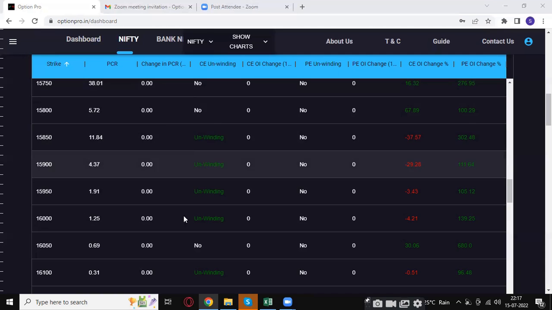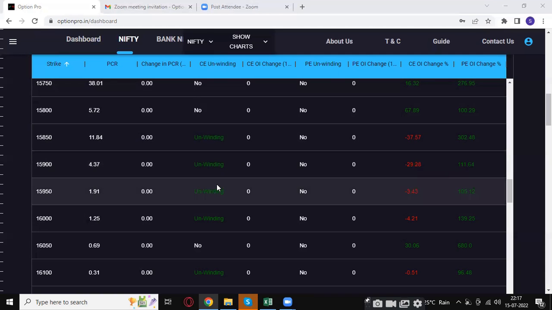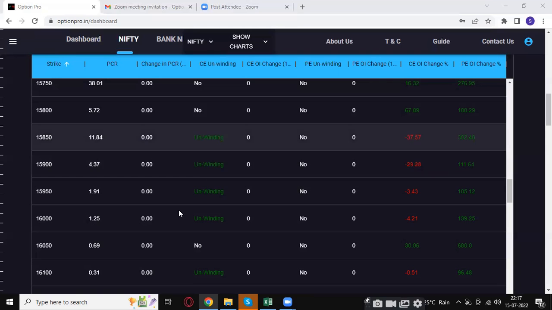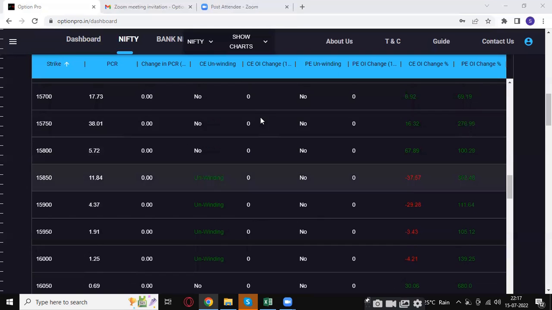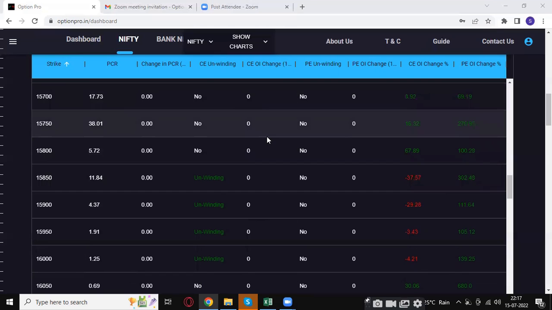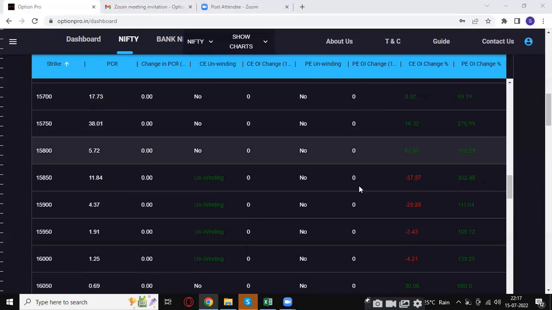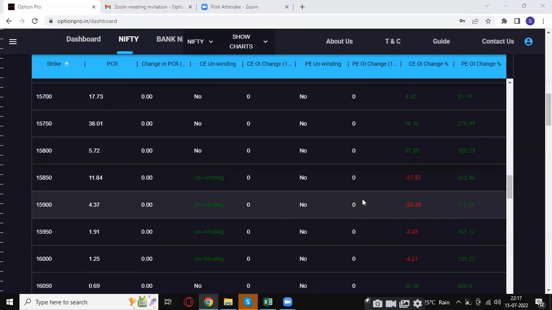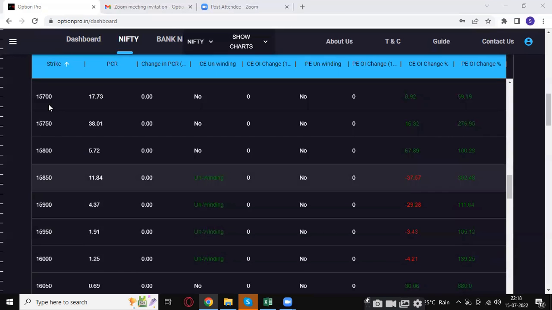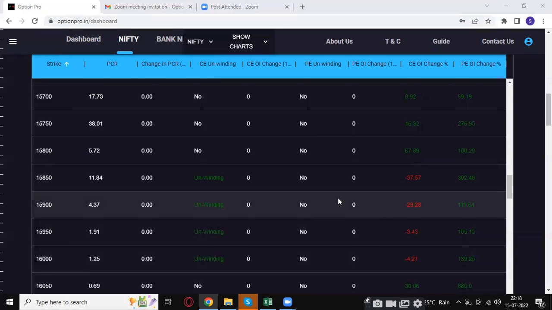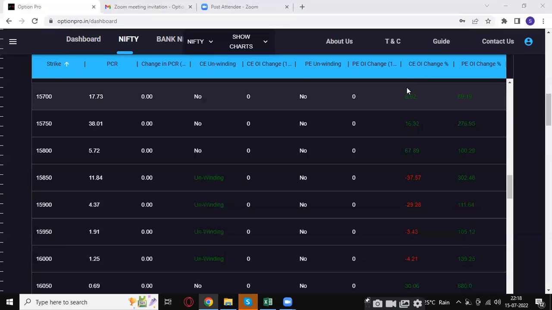So if there is multiple call unwinding, then it is positive. If there is multiple put unwinding, then it is negative, right? Now the other data is what change is happening in call and put OI in 5 minutes or 15 minutes on a particular strike price. You can see it individually for all strike prices, right?